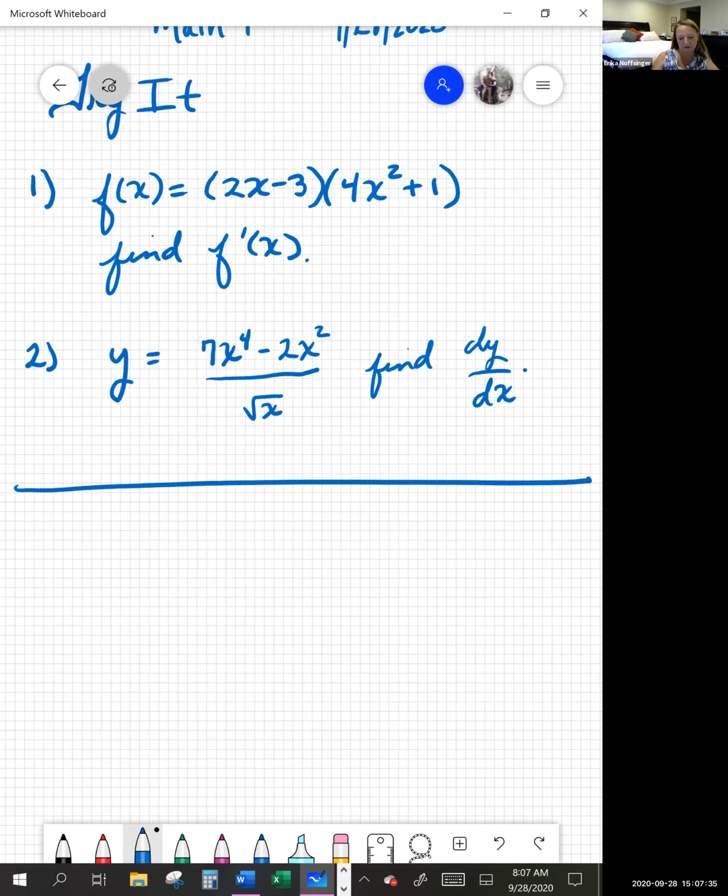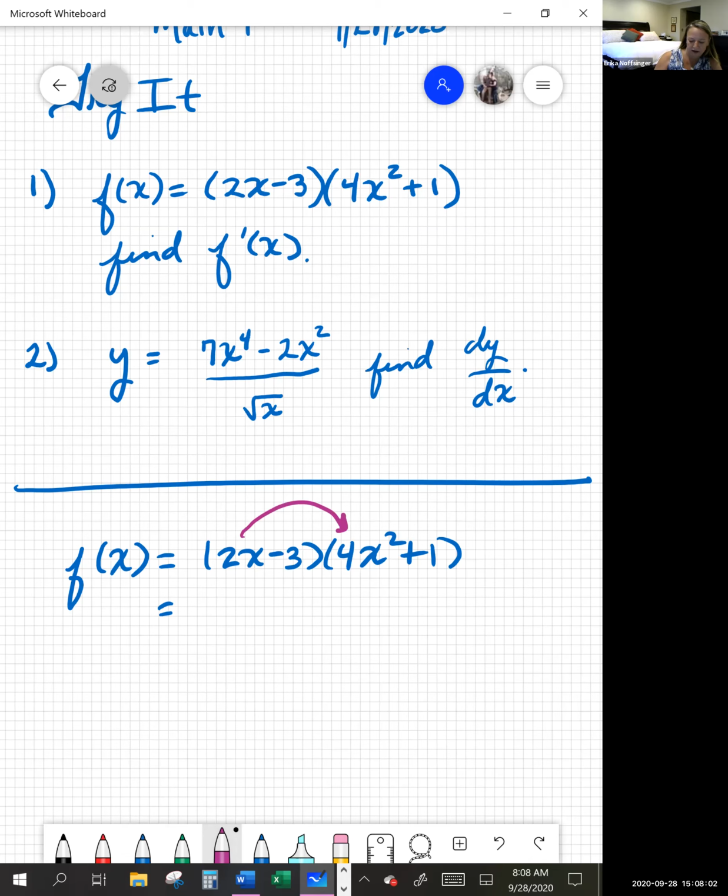So taking the derivative of the first one, right now we don't know the product rule, but we could expand that out. And so the first thing that you should have done was distribute. And so we can rewrite f of x by distributing the 2x and the minus 3 to the second parentheses, 4x squared plus 1. And so if we do that, we get 2x times 4x squared, and so this is 8x cubed. And then distributing the 2x to the positive 1, this gives us plus 2x.